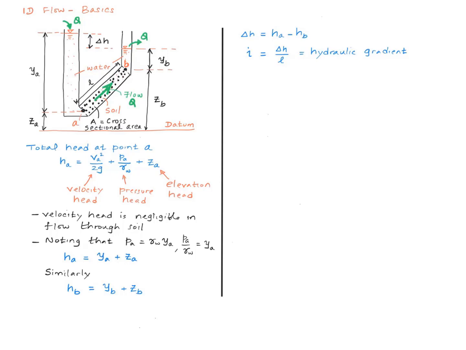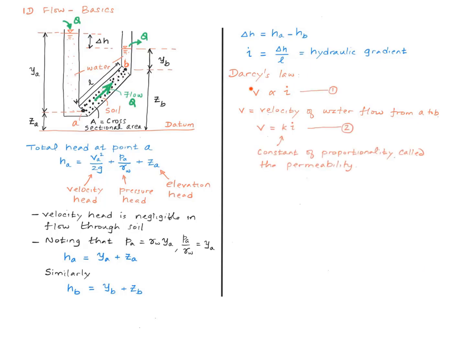Now we are ready to talk about Darcy's law. Darcy found out that the velocity of water flow from A to B is proportional to the hydraulic gradient. Now we can turn this into an equation by inserting a constant of proportionality, and this constant of proportionality is what is called the permeability.